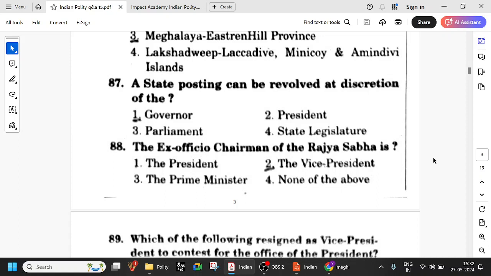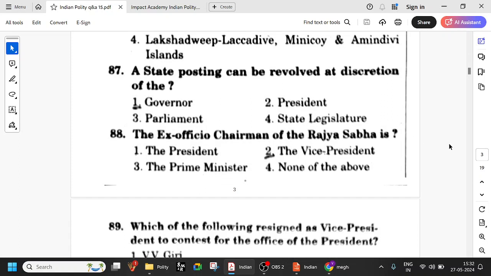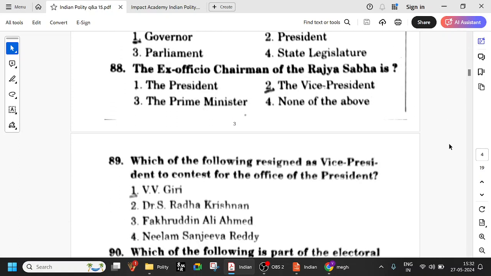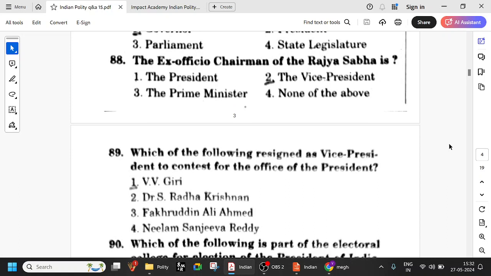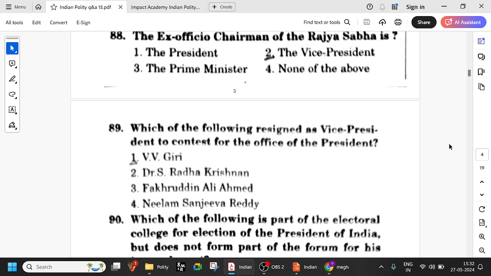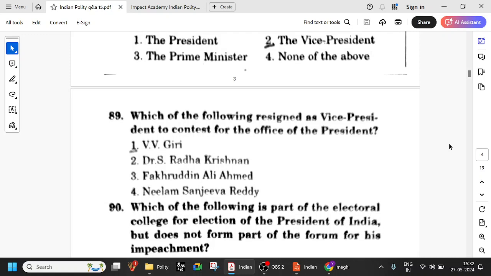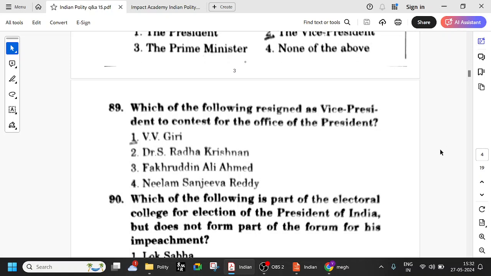A state posting can be revoked at the discretion of the governor. Okay, when it comes to state, obviously it is the governor. The ex officio chairman of the Rajya Sabha is the vice president. Without any doubt, the vice president is the ex officio chairman. So which of the following resigned as vice president to contest for the office of the president? It is V.V. Giri. Okay.